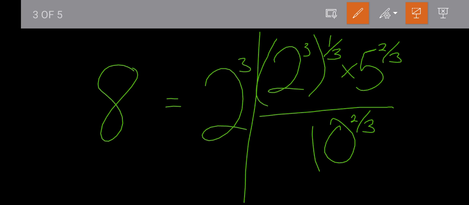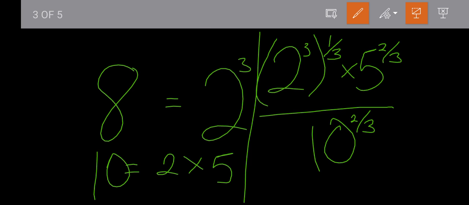Now, I want to express 10 in its lowest form, in its lowest prime numbers, because I can see 2 in my numerator and I can see 5 in my numerator. I need something I can work with. So I have to make the mathematics very easy for me. 10 can be expressed as 2 times 5.